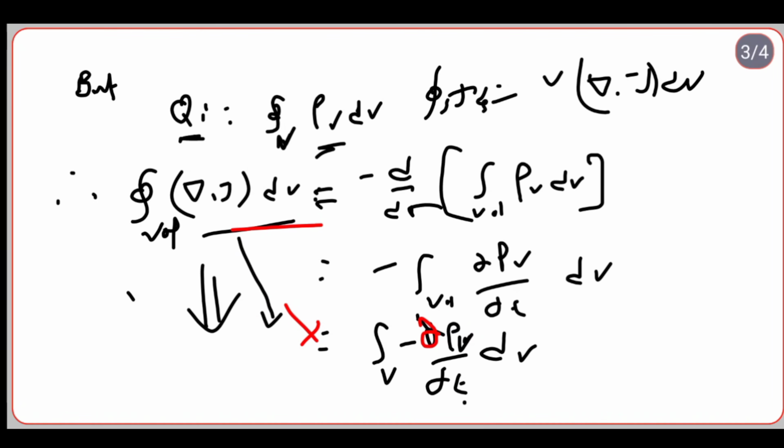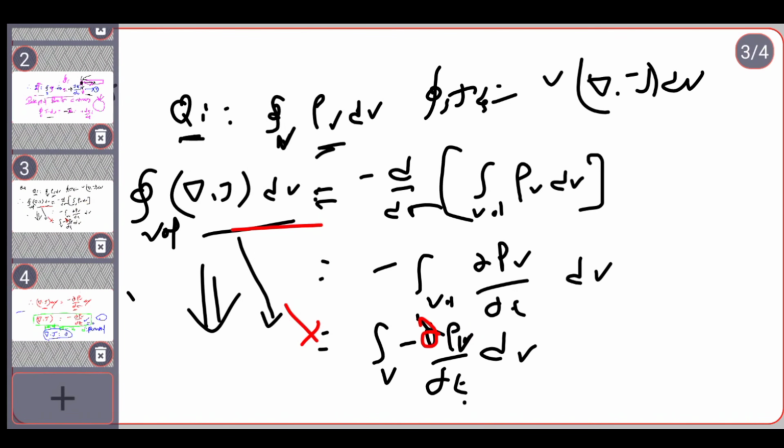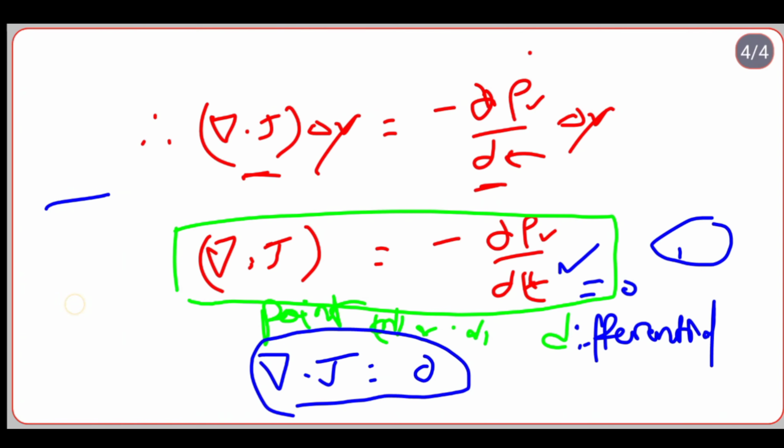If the relation is true for a volume, for a small element also it will be true, hence we can write del dot J equals minus ∂ρv/∂t. This is the point form of the continuity equation, or the continuity equation in differential form. Express the continuity equation in point form, differential form, or integral form; like that they will ask the questions.